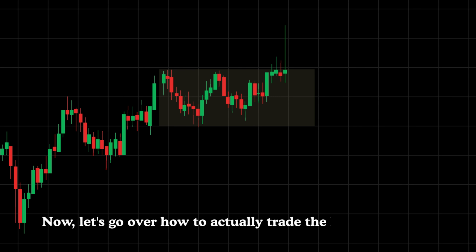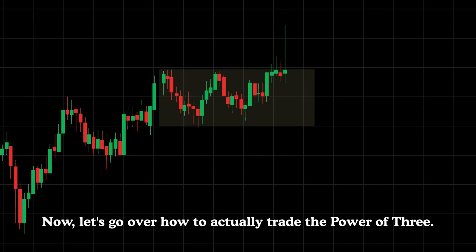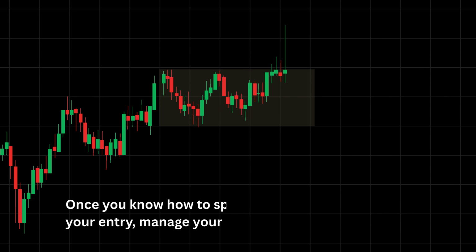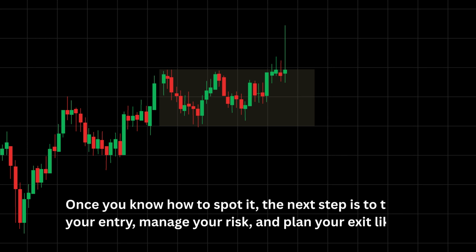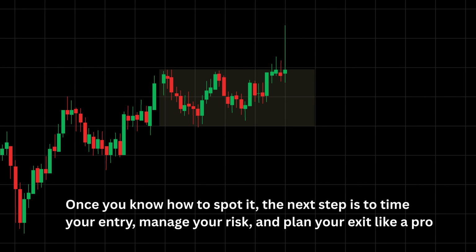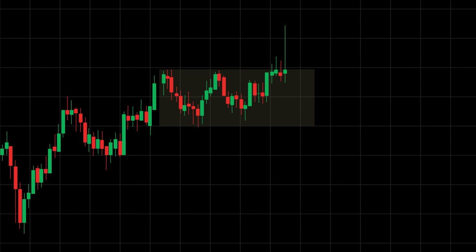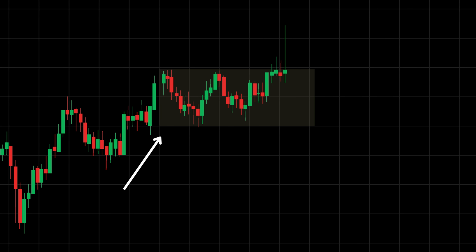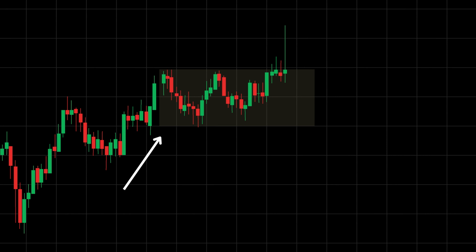Now let's talk about how to actually trade the power of three, both bullish and bearish setups. Once you can recognize the pattern, the next step is executing with precision, entering at the right time, managing your risk, and setting targets like a pro. In an uptrend, smart money will eventually begin to take profits. Here's what you need to watch for.